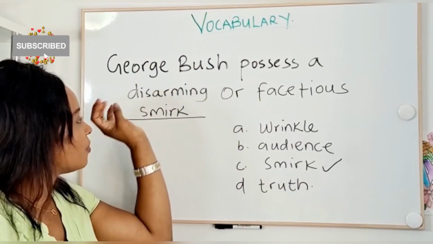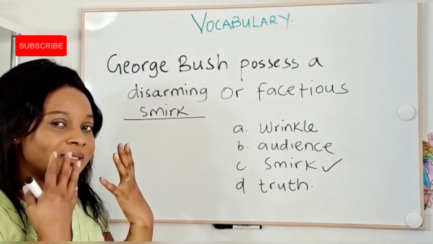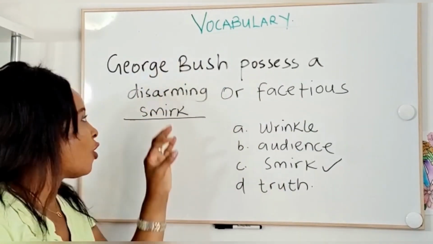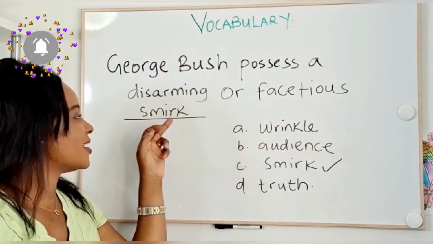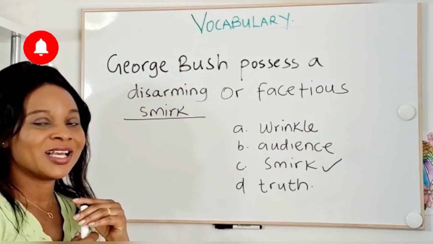It's talking about the facial expression of someone who possesses a disarming or facetious. So smirk is kind of when you have a satisfaction on your face that you've achieved something.